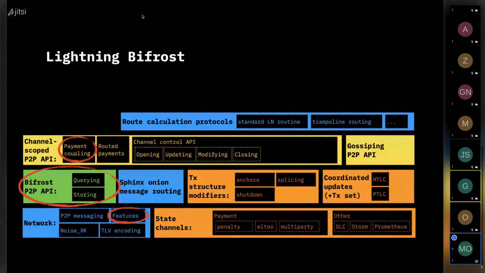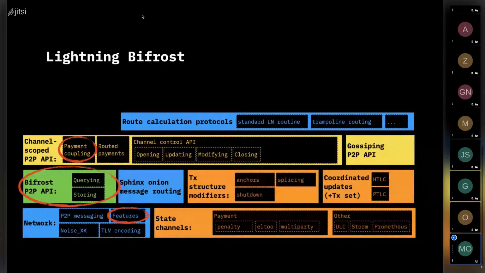Init message, normal Lightning init message. You indicate with a feature flag that you're interested in Bifrost functionality, and the node can answer with that. Also, you will know about Bifrost enabled nodes from the gossiping, because part of the protocol is that each node publishes information about its feature flags.